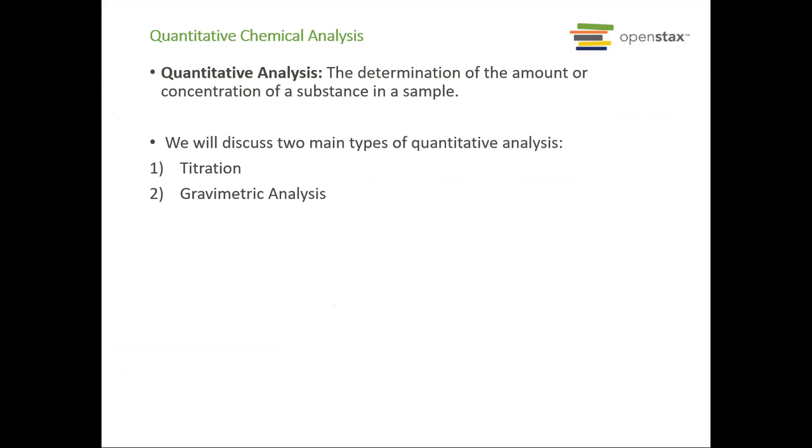Let's go to this. We will discuss two main types of quantitative analysis, titration and gravimetric analysis. Titration is using liquids to determine the concentration of something. So you'll have like a standard liquid in a pipette. And gravimetric analysis is precipitating something and then filtering the precipitate, drying it, and weighing it.